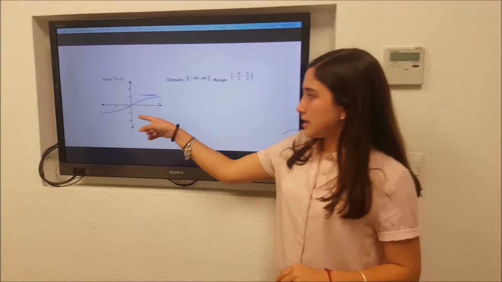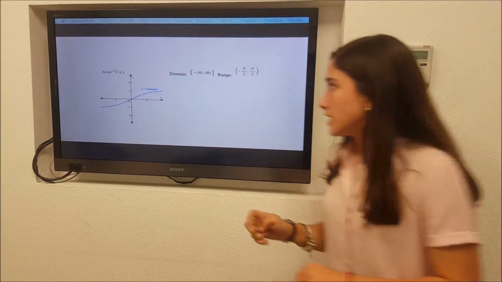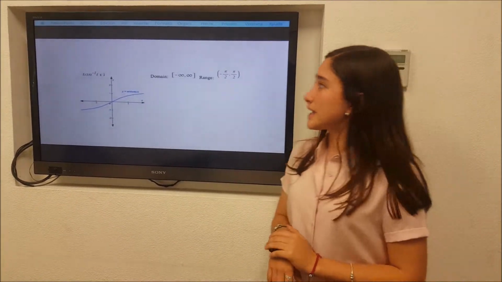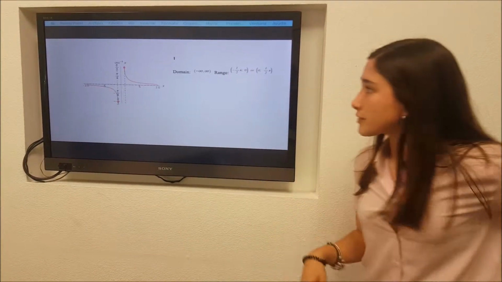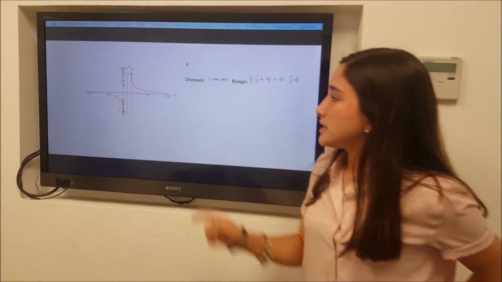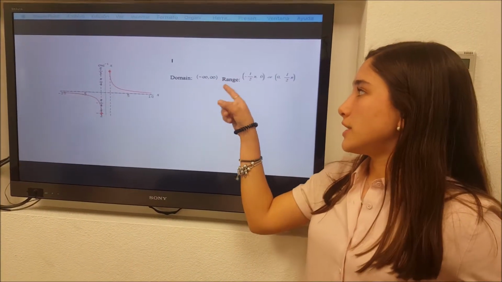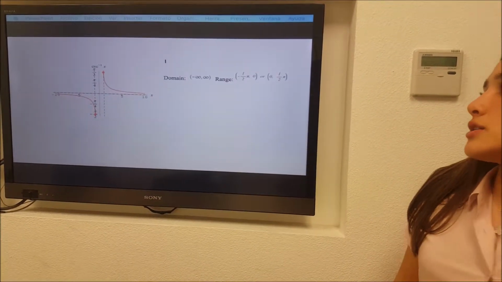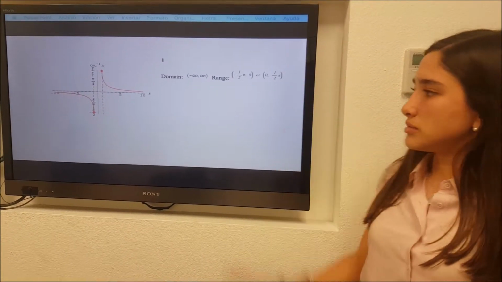For tangent, it looks like this. The domain is included negative infinity to infinity included, and the range is not included, negative pi over 2 to pi over 2. For cosecant, the domain is negative infinity to infinity, and the range is negative pi over 2 to 0 or 0 to pi over 2.